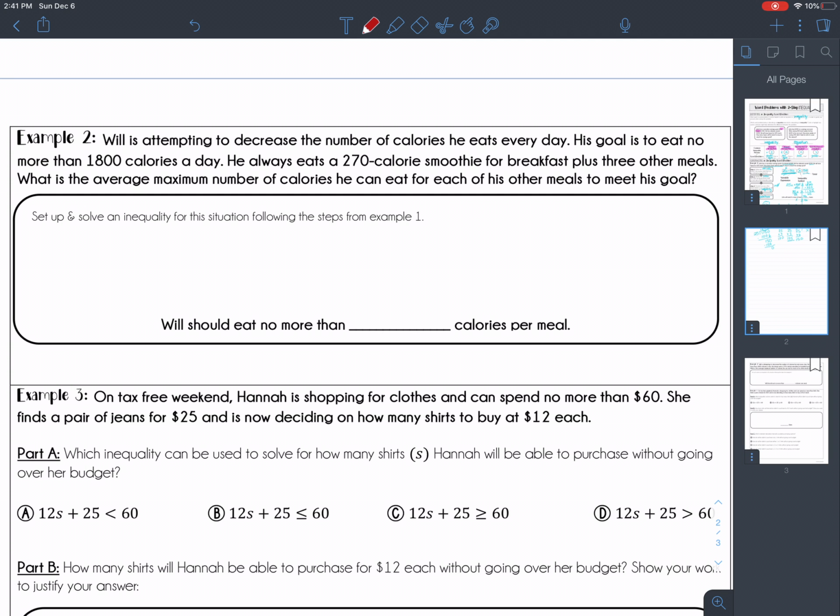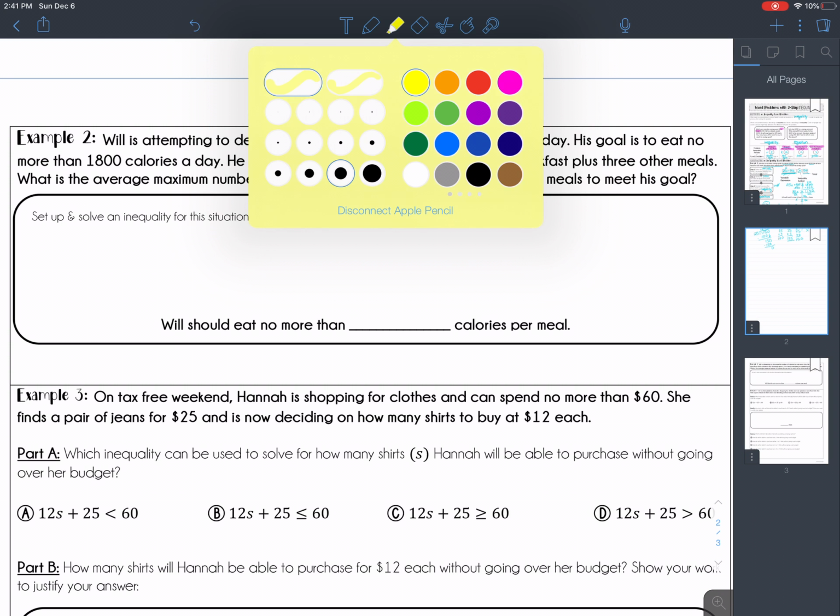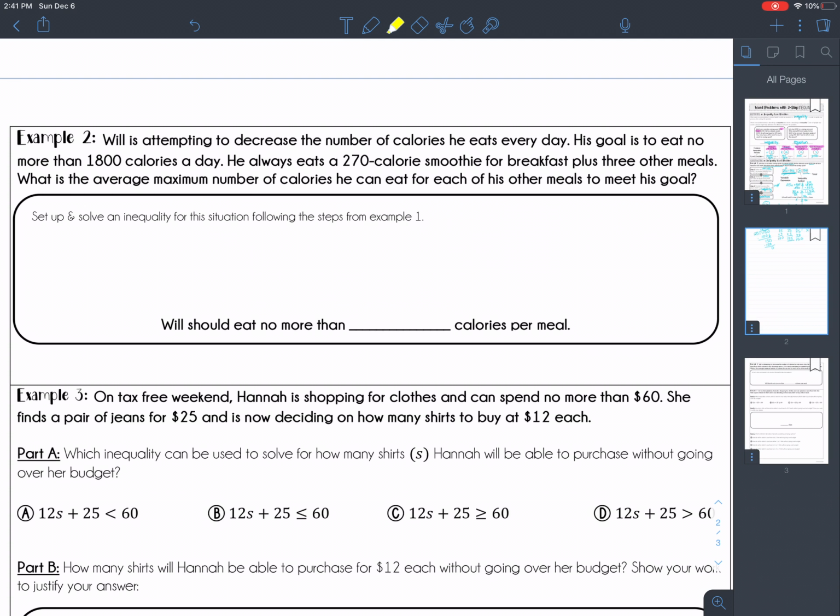So step 1, we need to identify our variable. So we're asking, what are we looking for here? What do we not know? What is our unknown? So usually our unknown is what they're asking us. What is the average maximum number of calories he can eat for each of his meals? And it's kind of the thing, how many calories can he eat each meal?